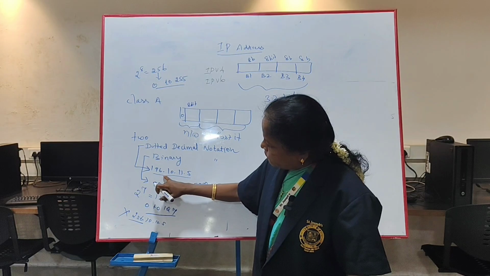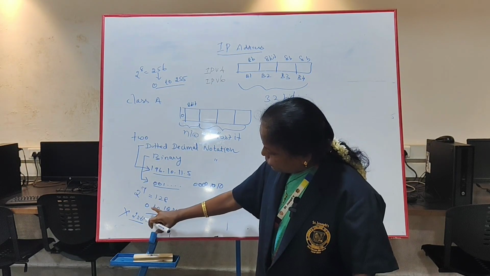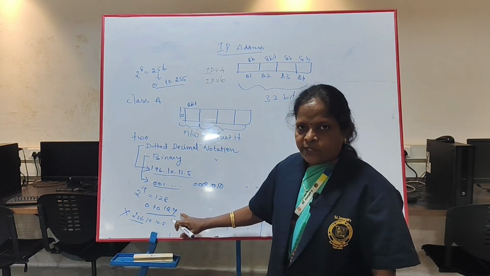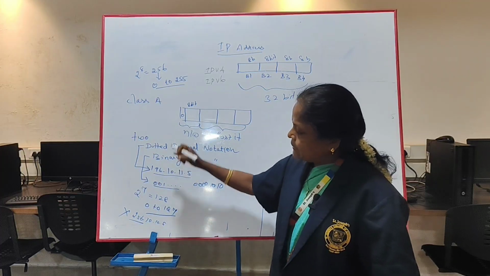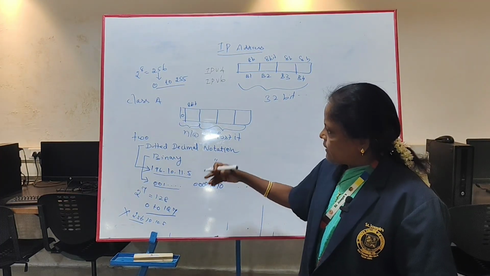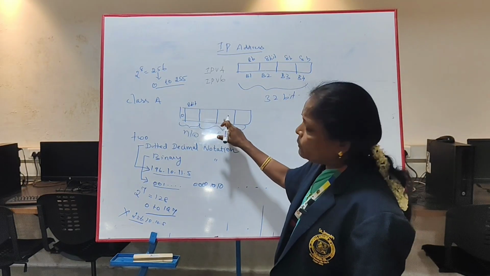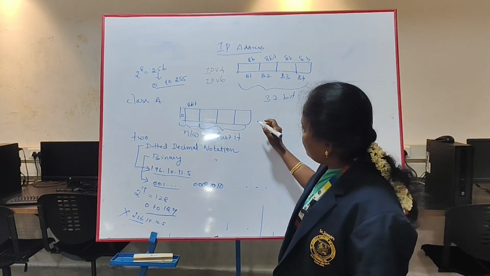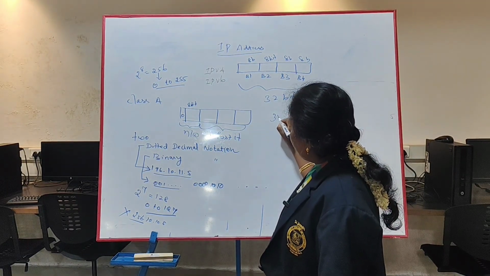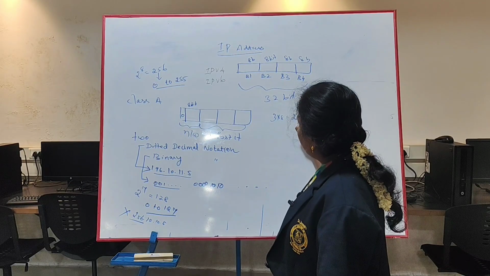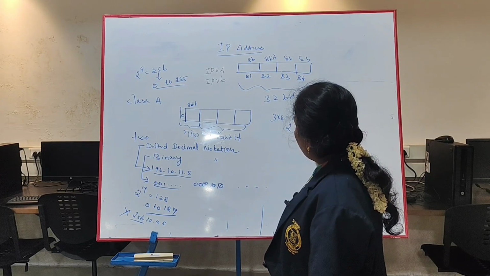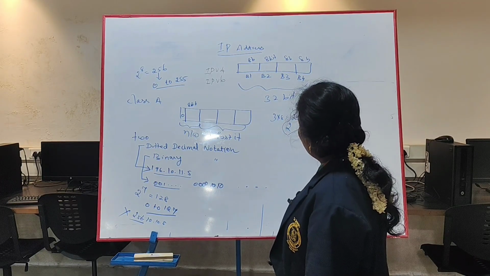For example, 196.10.11.5. Is this class A? No, because this is out of range for 0 to 127. It may be class B or class C, we'll see later. Then the remaining 3 bytes will be assigned for what? Host ID. By default, 3 into 8, that is 24 bits, so 2 to the power 24 can be considered for host ID.